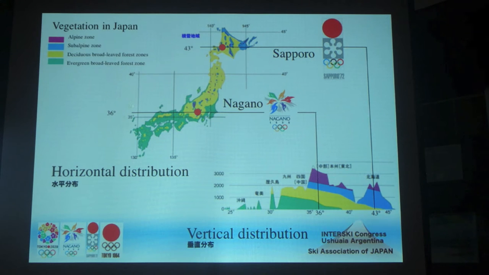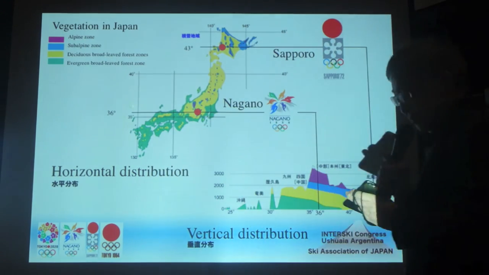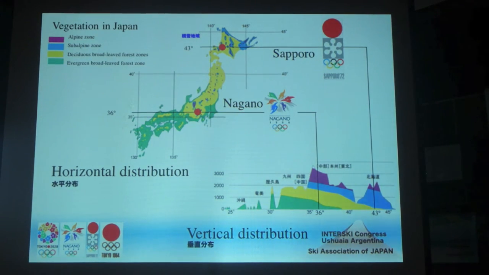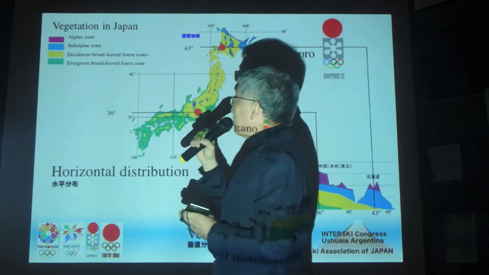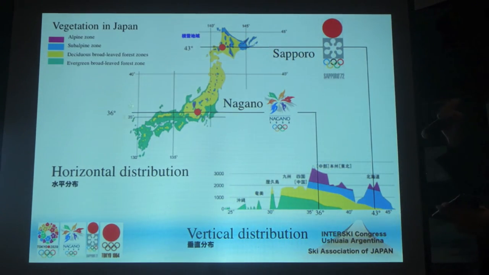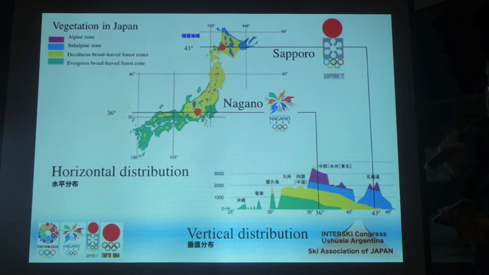This figure shows both the horizontal and vertical distribution of vegetation in Japan. Left is horizontal and right is vertical. From the bottom to top, the color indicates the vegetation changes: evergreen, and deciduous, and subalpine zone, and last the alpine zone. You should go to Yakushima.